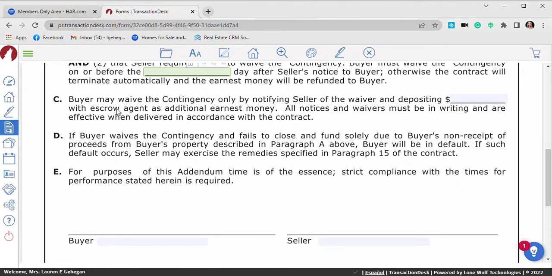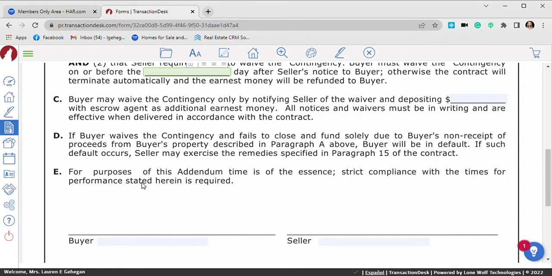C, buyer may waive the contingency only by notifying the seller of the waiver and depositing this specific amount of money with the escrow agent as additional earnest money. D, if the buyer waives a contingency and fails to close and fund solely due to the buyer's non-receipt of proceeds from the buyer's property described in paragraph A above, the buyer will be in default. If such default occurs, seller may exercise the remedies specified in paragraph 15 of the contract.